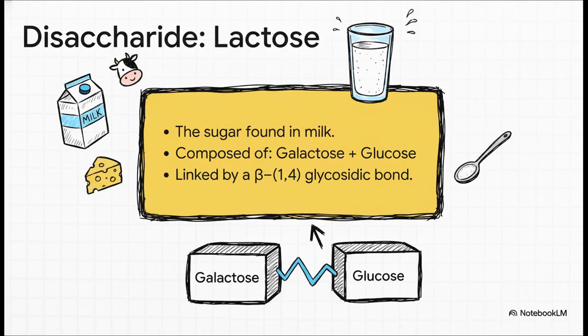And look at that bond. It's a beta bond. The entire difference between being able to digest milk easily and being lactose intolerant comes down to whether or not your body makes the right enzyme to break this specific beta bond.